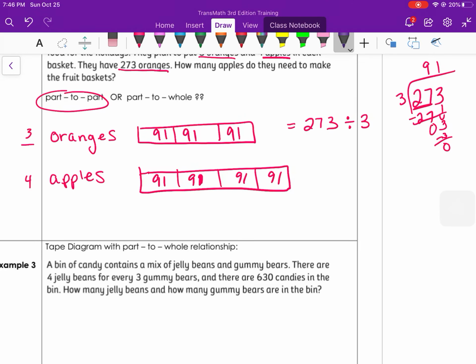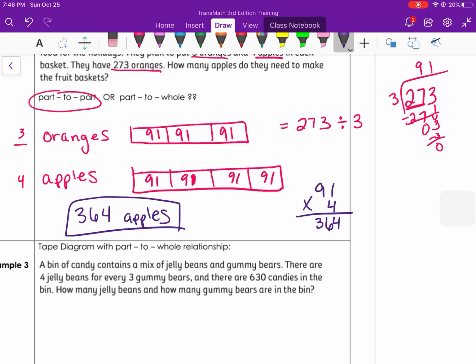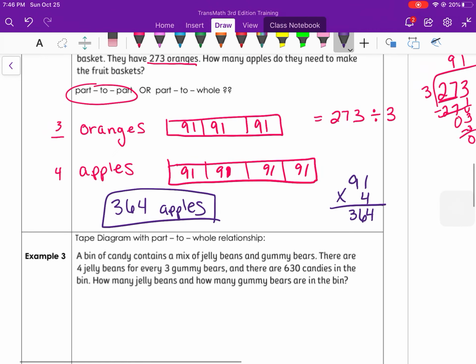Then to find the total number of apples, add all of these up. 91 plus 91 plus 91 plus 91. Or if you want to do it faster, it's 4 times 91. So 91 times 4. So 4 times 1 is 4. 4 times 9 is 36. So that means that there's 364 apples in the fruit basket that they need for the fruit basket. So that one is part to part.